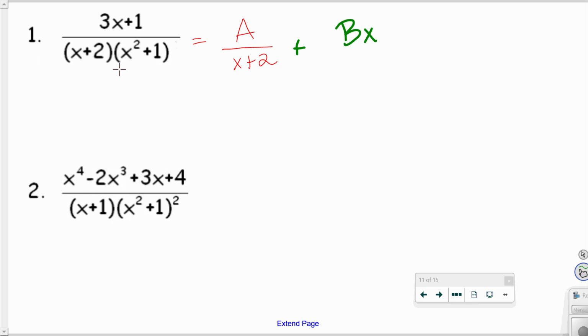Okay, now it wants to be delayed, I think. Why does the bx plus c have to be over the x squared plus 1? Yes. Because the degree has to be 1 less than to set up.